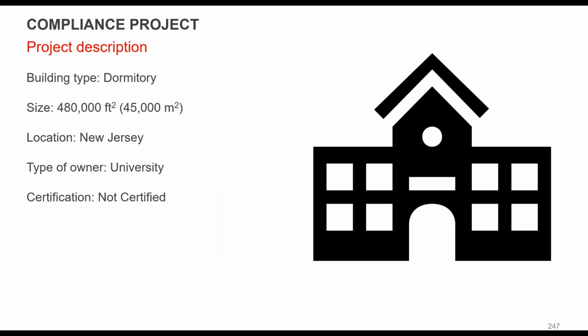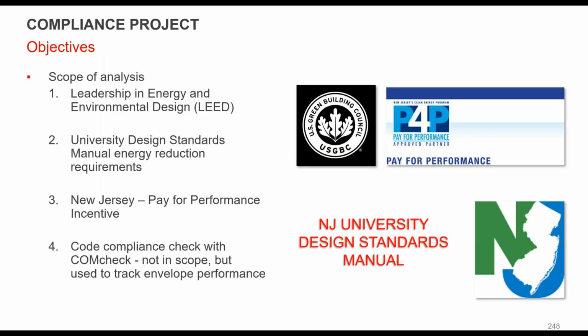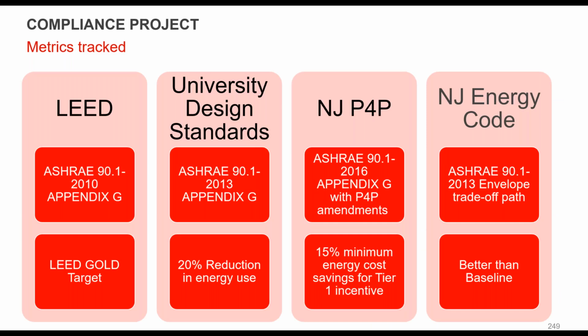So here's an example of compliance. It's a 480,000 square foot dormitory in New Jersey. They're not looking for certification. Their objectives are to get LEED points. They also have university design standards, their requirements for energy reduction. In New Jersey, there's a pay for performance incentive, and they're trying to do code compliance, but it's not in scope. So they're using it to track energy performance for that. So we've got 4 different metrics we're trying to track.